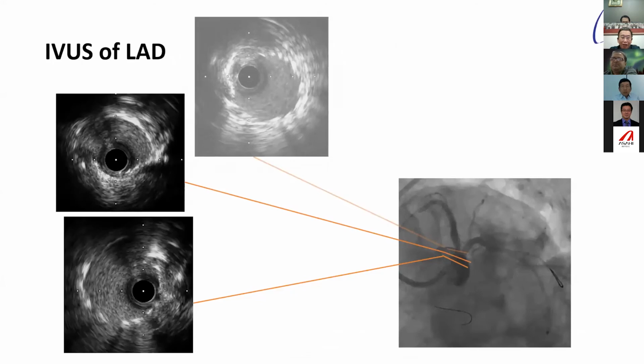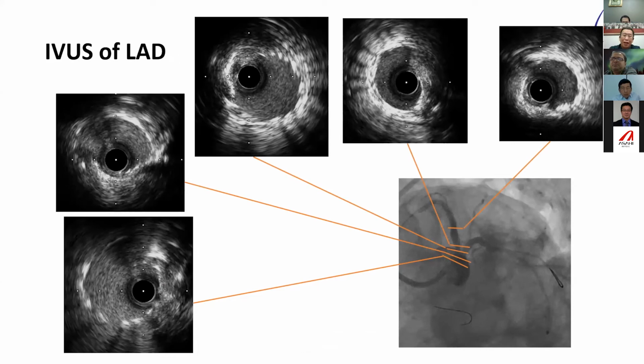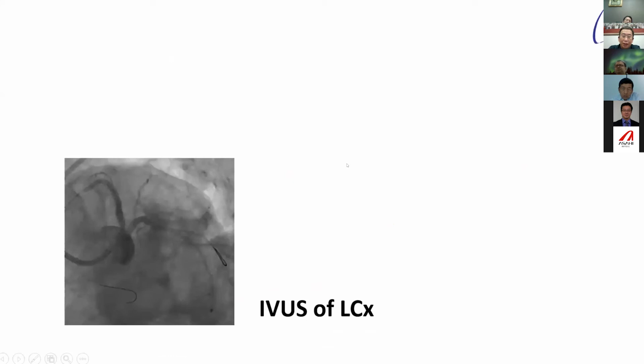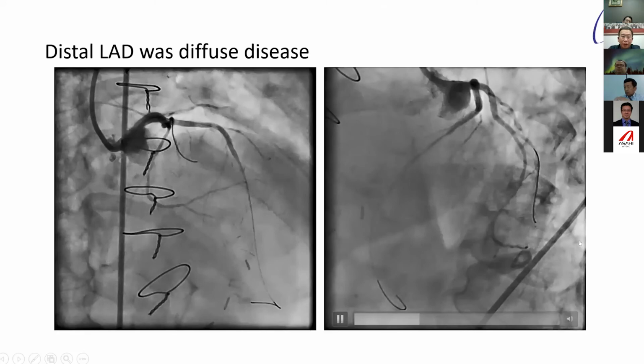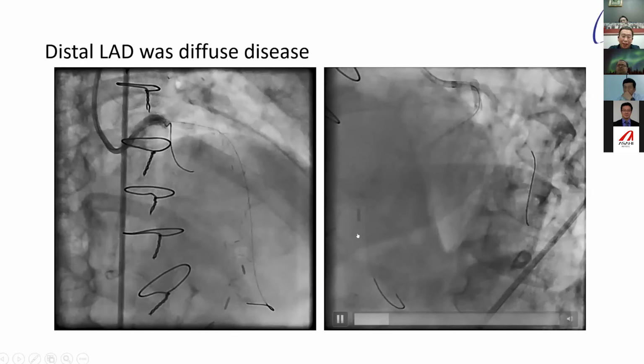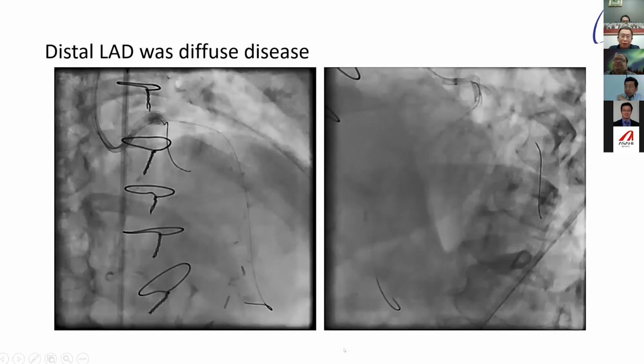The IVUS in the LAD shows that the incomplete stent expansion is caused by the very heavy calcified lesion in the proximal LAD, but I think the result is acceptable. And the IVUS from the circumflex looks better, the stent expansion is better. This is quite the final angiogram, but I still feel that the flow to the distal LAD is quite poor because of the diffuse disease.